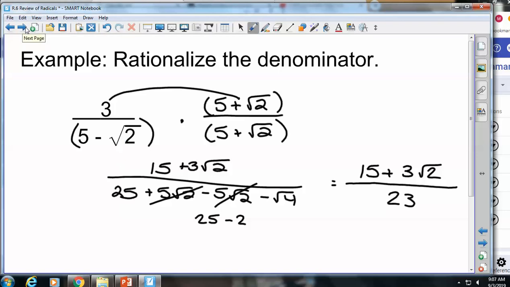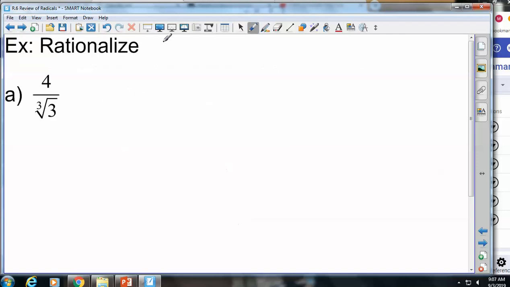Do you guys remember doing those in Algebra 2? Remember in Algebra 2 we also did some that weren't just square roots. We worked with cube roots and fourth roots and fifth roots, so we should still be able to do all those, right?